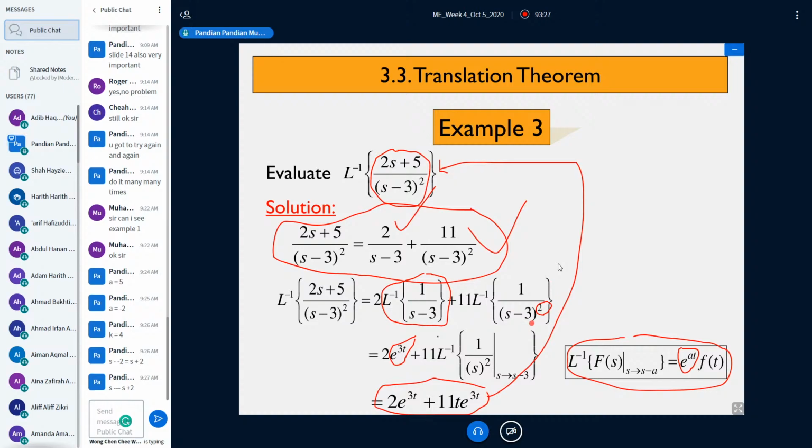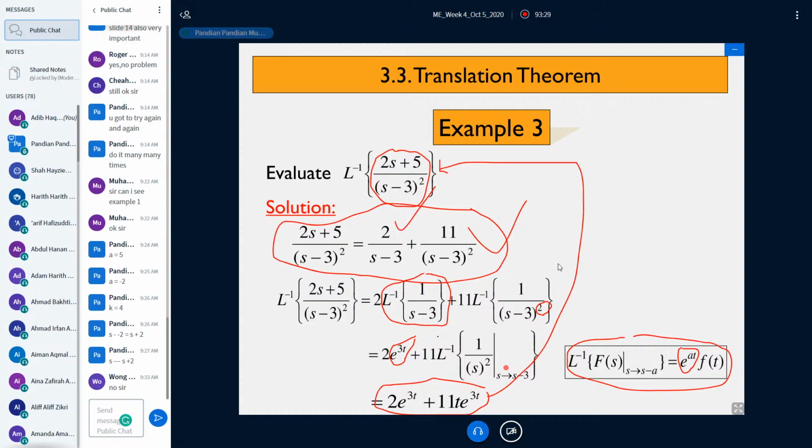Example 3. You must use the translation theorem here, because this one is not the same as this one. This is power 2, you have 1 over s power 2. But s is s minus a. So your a is 3. So e^(3t), and then f(t) is t to the power 1.